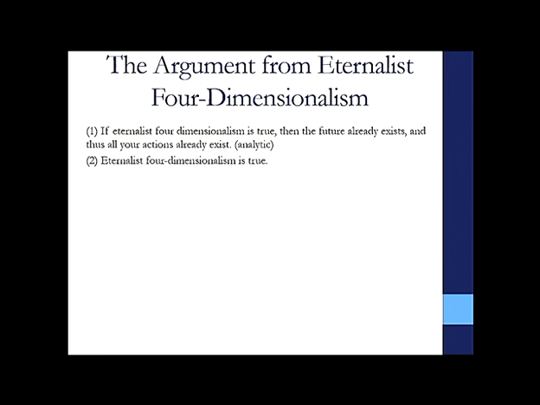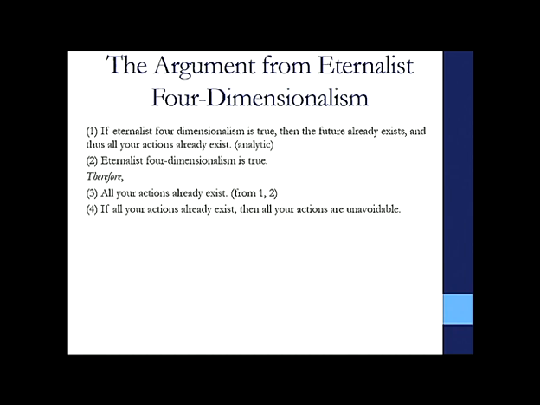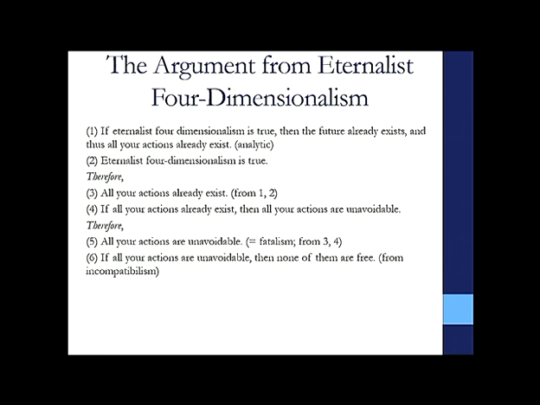If four-dimensionalism is true, eternalist four-dimensionalism, the future already exists, and so all your actions already exist. Four-dimensionalism is true. Therefore, all your actions already exist. And if all your actions already exist, then they're all unavoidable. So all your actions are unavoidable. If all your actions are unavoidable, none of them are free. That's what incompatibilism says. So none of your actions are free.